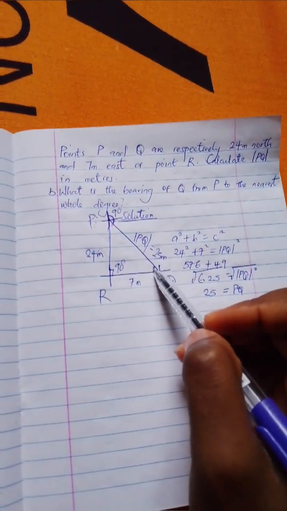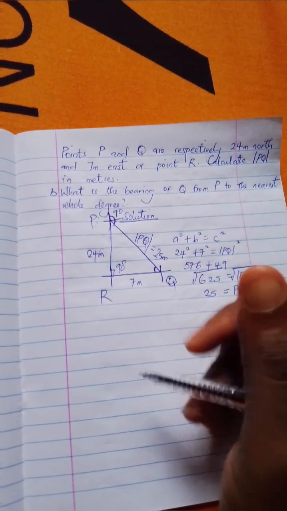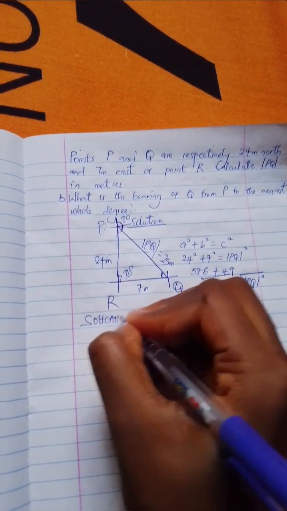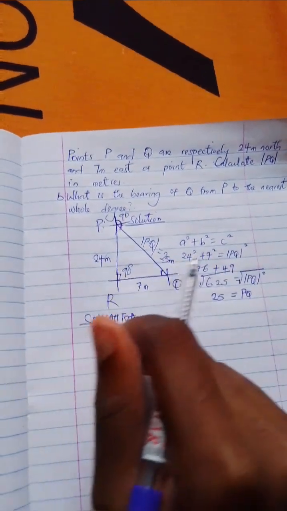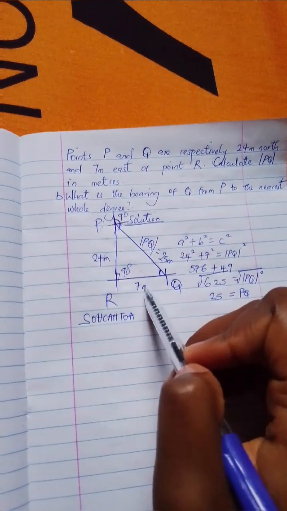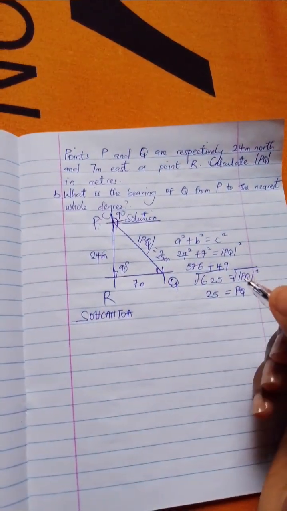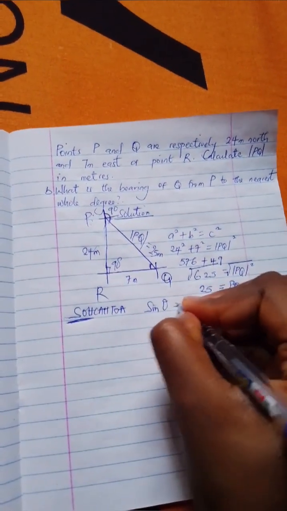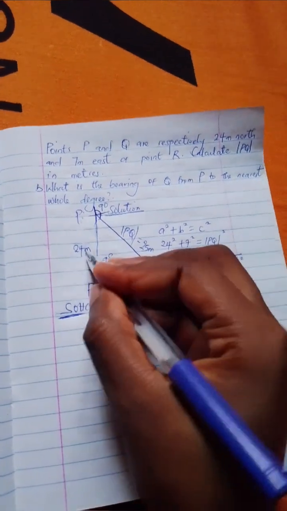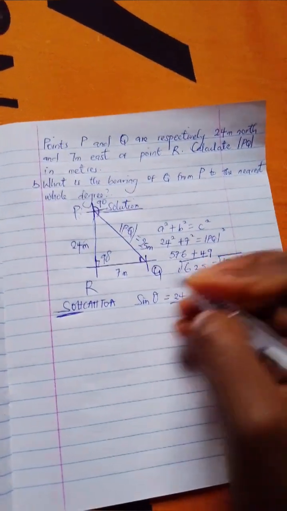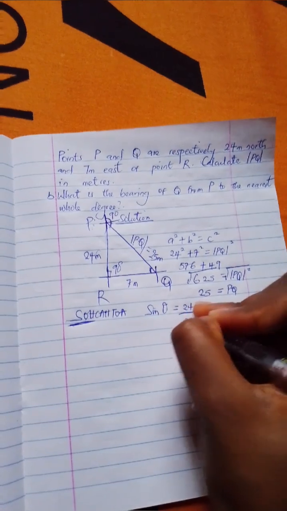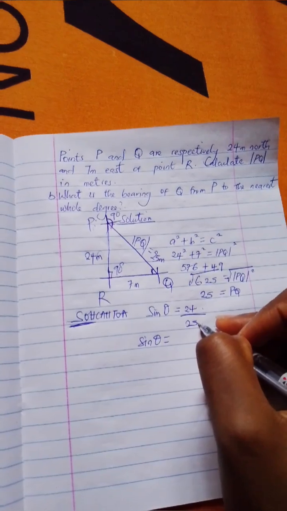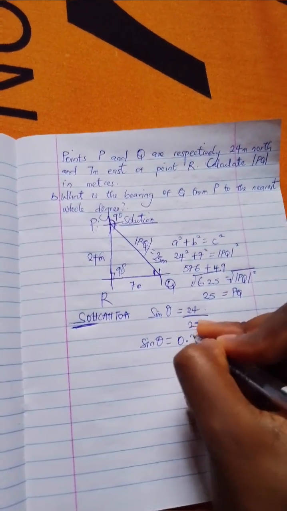Now to find the angle that will be here, I'm going to be making use of the trigonometric ratios because I have all the sides. Because all the sides have been given, I can make use of any trigonometric ratio of my choice. Now let me make use of sine. Sine theta is equal to opposite. This is the angle I'm looking for, so this is going to be the opposite, all over hypotenuse, which is 25. So I'm going to be having that sine theta is equal to 24 divided by 25, which is giving me 0.96.